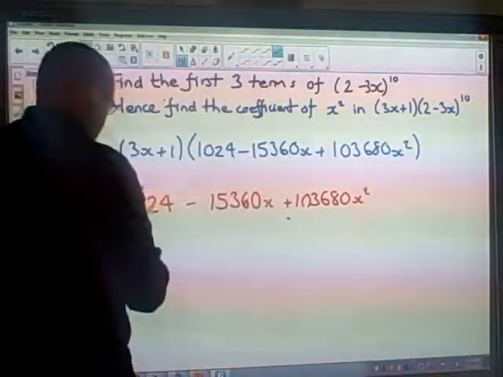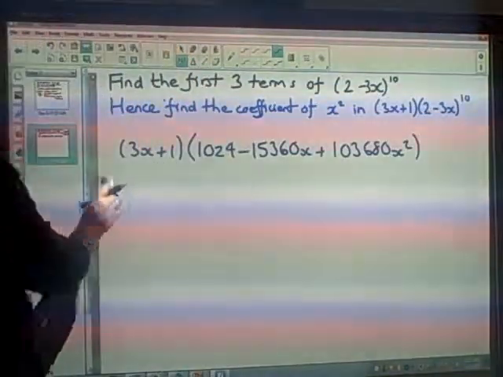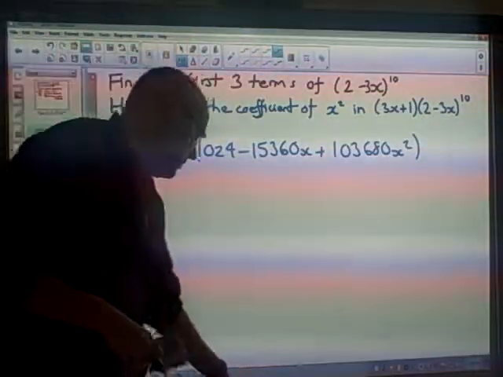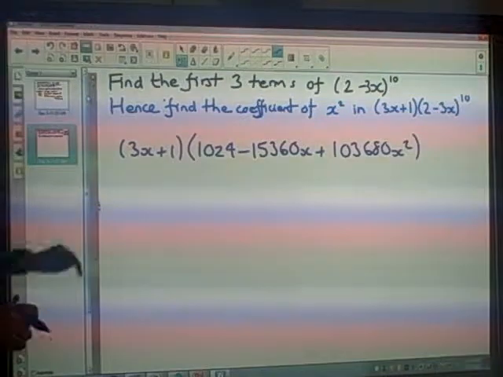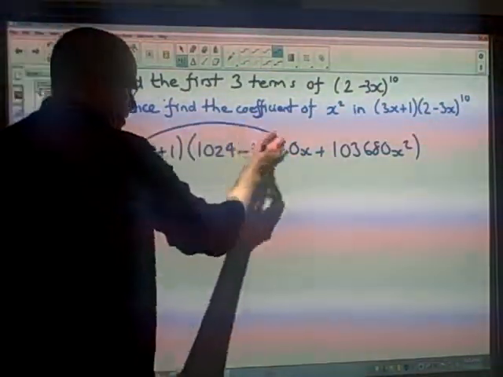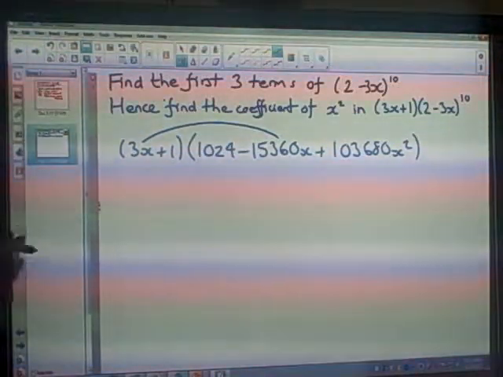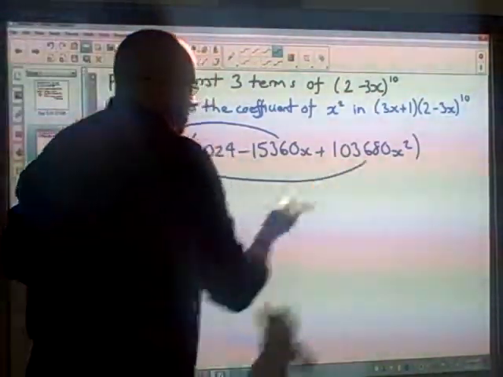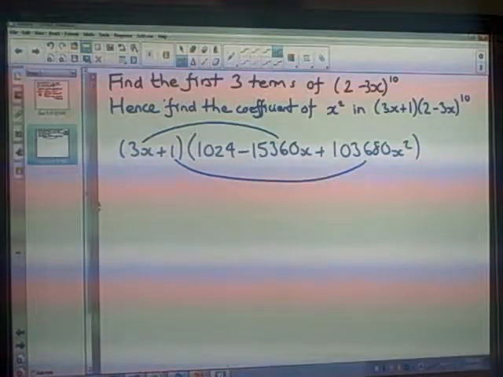Now we could just go ahead and multiply this out. There's only 6 terms. But most of these terms aren't actually going to help us find x squared. So if I do x times x, then that will certainly give me x squared. So that's one part of my answer. If I do 1 times a number, then that will also give me part of my answer.